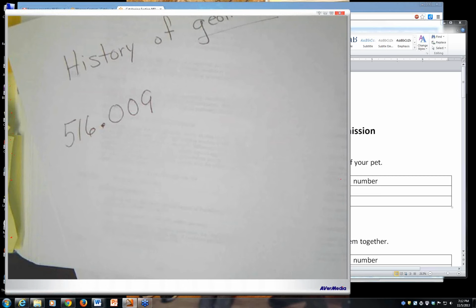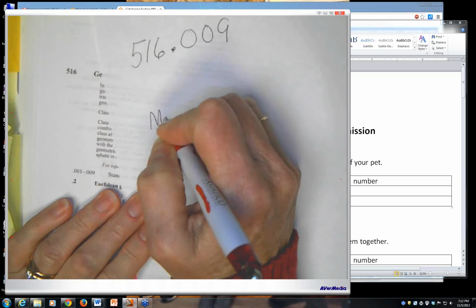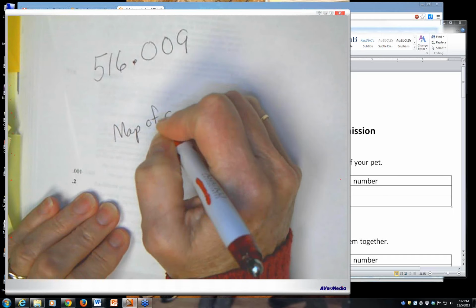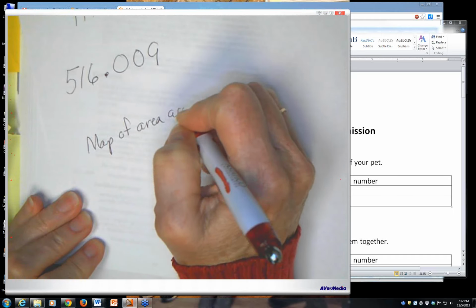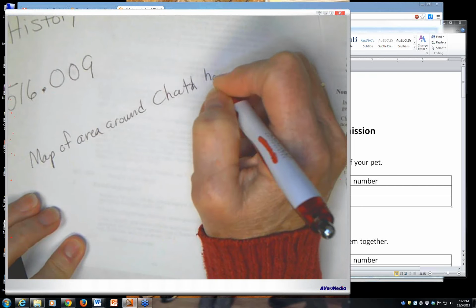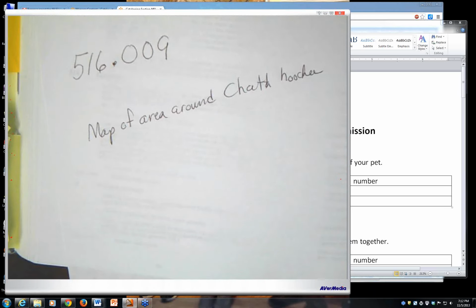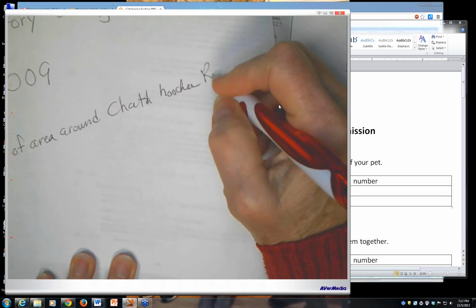Okay, map of the area around the Cumberland River. Okay, a map of an area around a particular place. Let's say, this is map of area around Chattahoochee. And I have no idea how to spell Chattahoochee. I know how to shoot it, but I don't know how to spell it. Okay, all right. We have something about a map of an area around a particular river. Okay, we'll add river.